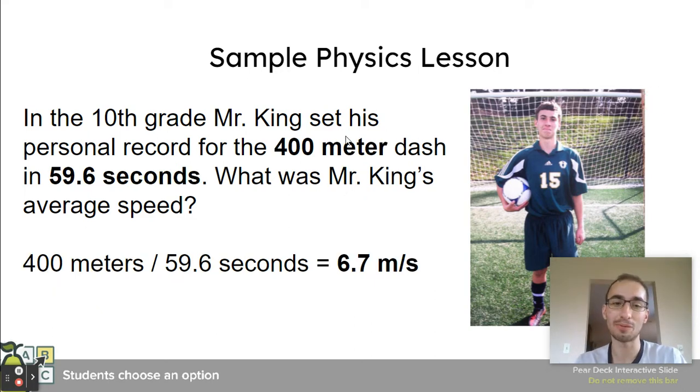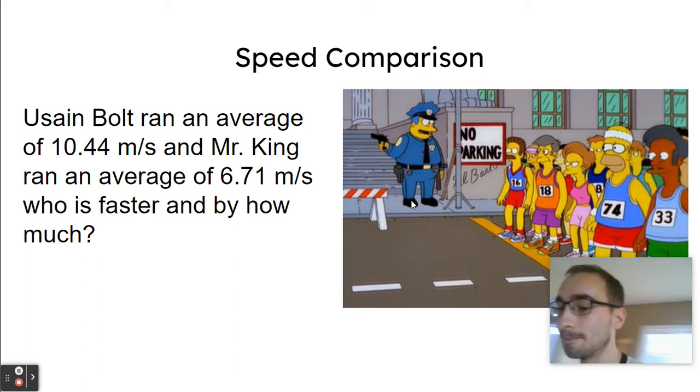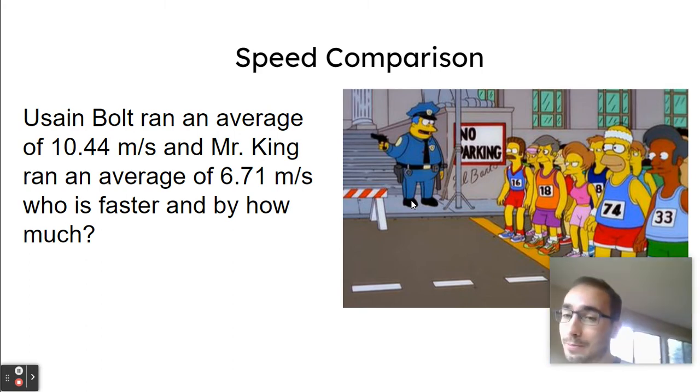Hopefully you know to divide 400 by 59.6, and that'll give you 6.7 meters per second. So that's how many meters I'm going per second. Now, try and compare the two. Usain Bolt, 10.4 meters per second. Me, 6.7 meters per second. Who is faster and by how much? All right, pause the video now. Try and calculate it. Hopefully you know Usain Bolt is faster, but time to see our skill gap.